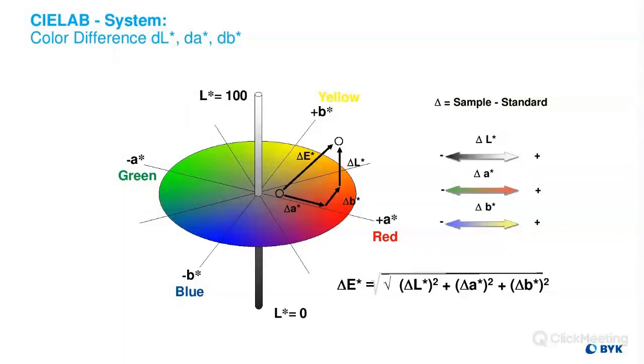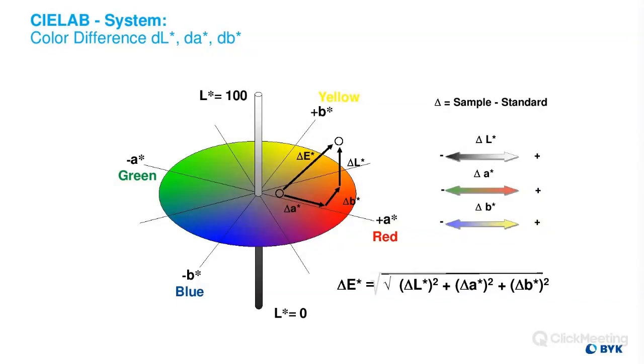So you can calculate the difference in the L value, and that will tell you how much lighter or darker the sample is than the standard. You can calculate the delta A value, which tells you how much redder or greener the sample is than the standard. And you can calculate the difference in the B values, which is how much yellower or bluer the sample is than the standard. To calculate delta L, for example, you take the L value of the sample and subtract the L value of the standard.